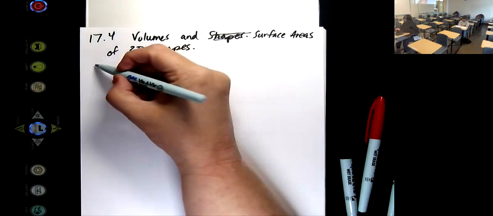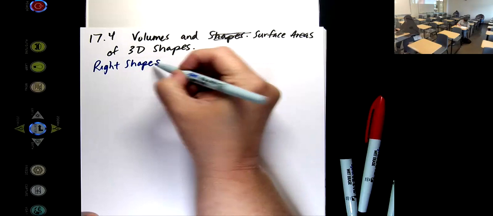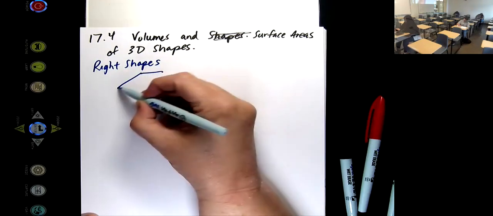All right, so we have right shapes, which include our box.